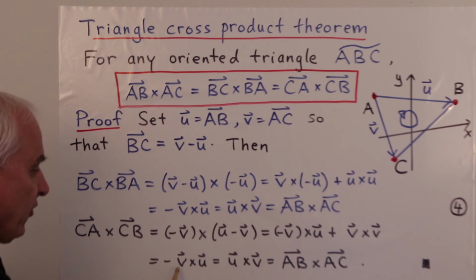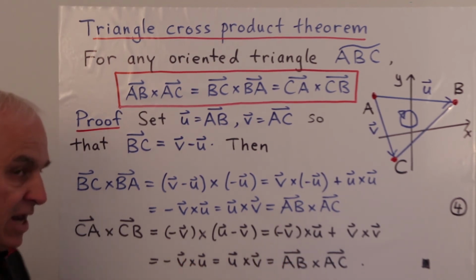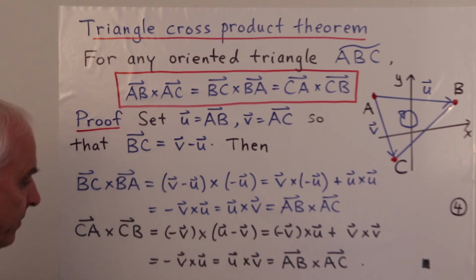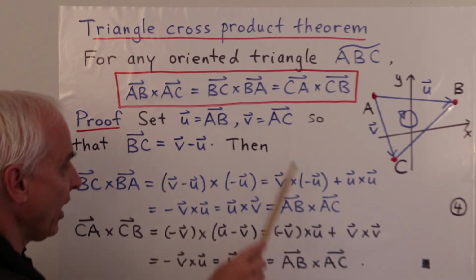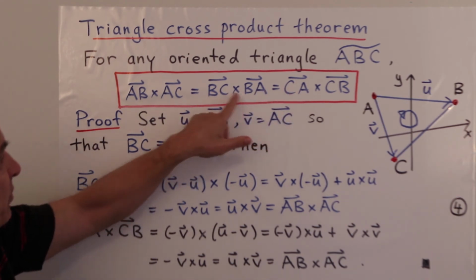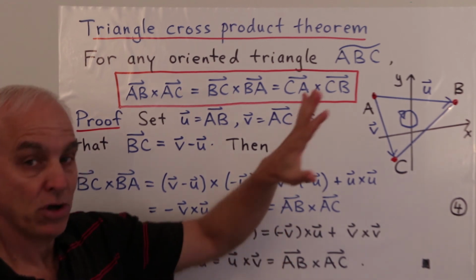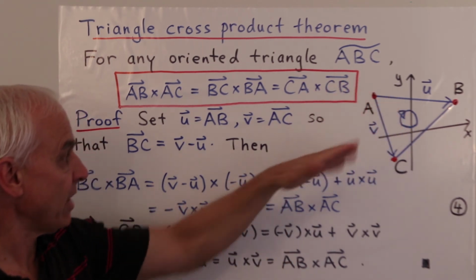And so the next line is just minus V cross U, where again the minus sign has been taken out by the linear property. Again, minus V cross U is the same as U cross V, and we see that we're back to AB cross AC. So yes, indeed, each of these other cross products is the same as the original one. So let's have a look at the diagram. What is this actually telling us?